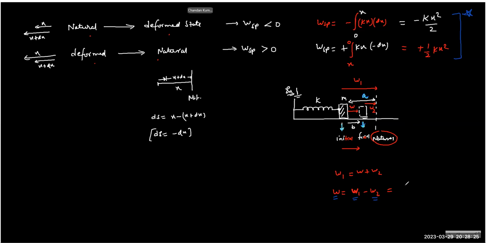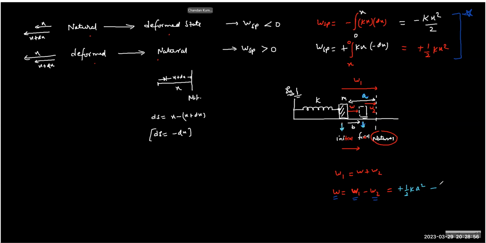So how to write W1? Is it positive or negative? First of all, just a simple concept. Are you trying to go from natural to deform or deform to natural? Deform to natural. So is work positive or negative? Positive. Plus half K A square. It's very simple. In your mind, you know it's positive, so you write plus. You know the formula is half K X square, so you write half K. You know X is A. If you think that way, it's easy.